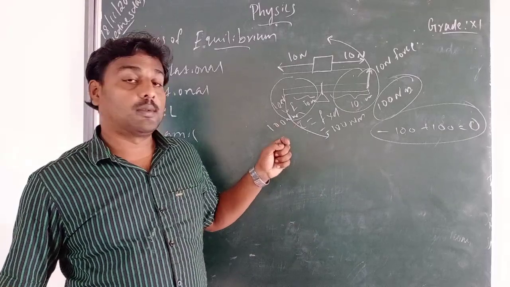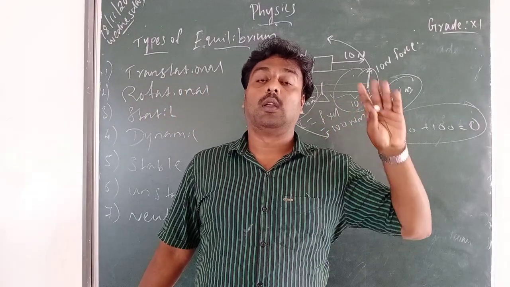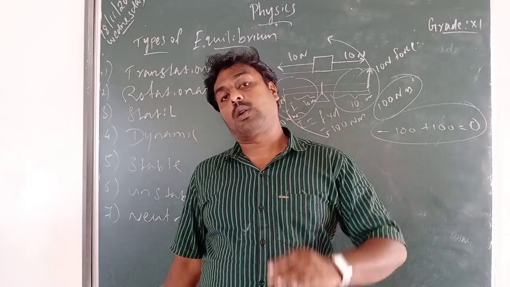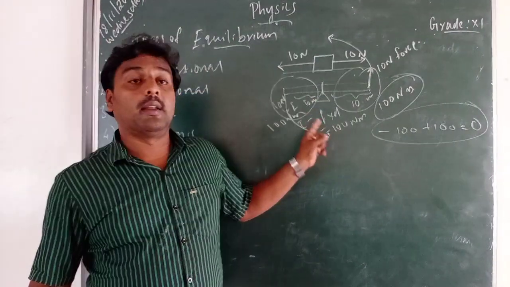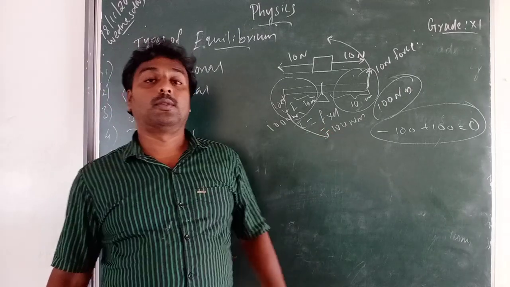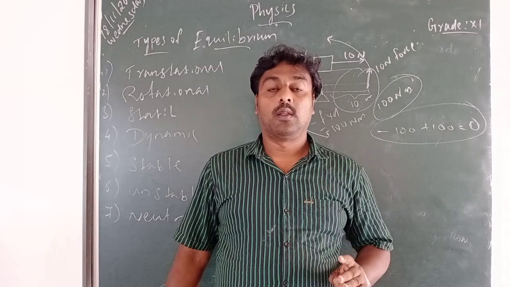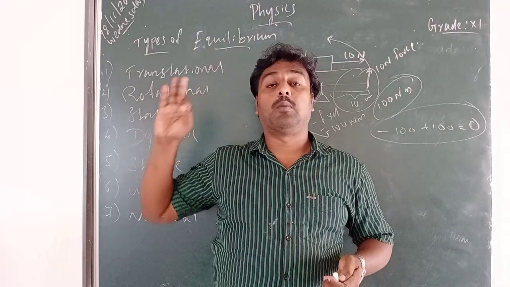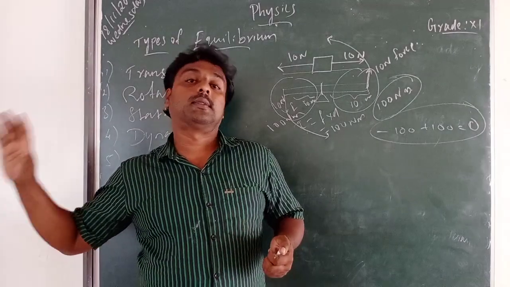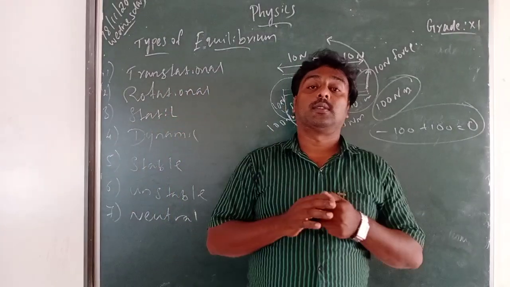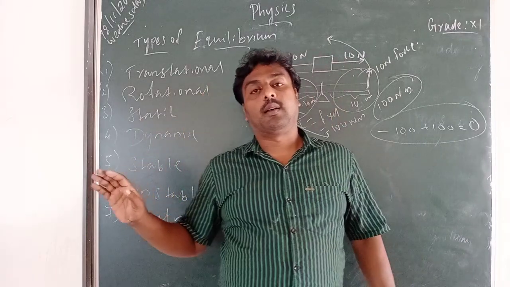The forces act on both sides of the seesaw, and the net force is 0 and the net torque is also 0. You can find the net force like this, and the net torque by using the formula torque is equal to F into D. So linear momentum and angular momentum are constant, and the net force and net torque are 0. That is static equilibrium. Dynamic equilibrium is also the same state.